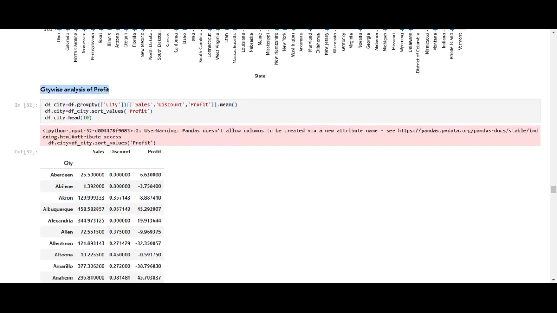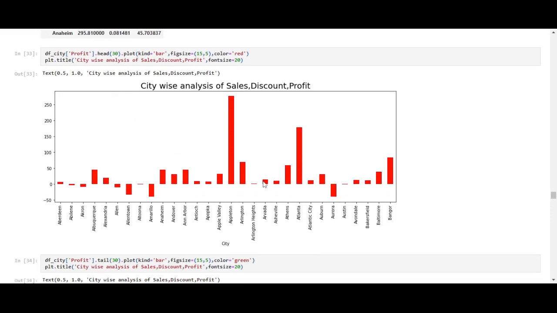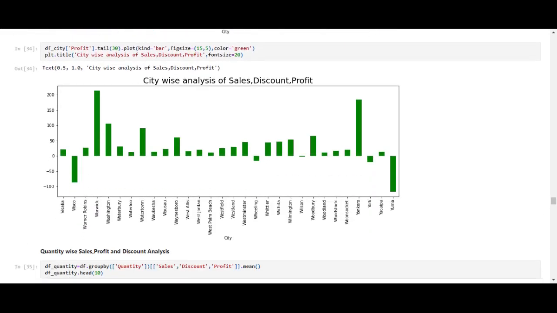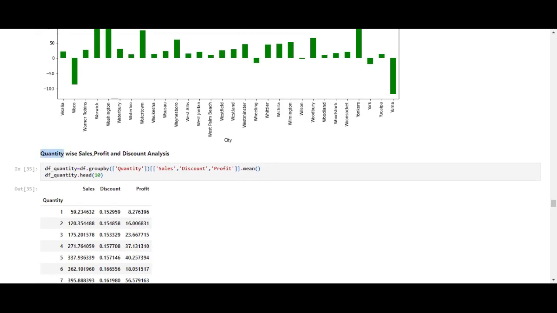Coming on to the city-wise analysis of profit, 30 cities had a negative profit, whereas 30 cities had profited in a positive manner, which clearly indicates that the balance is pretty good here. In the quantity-wise, category-wise, and subcategory-wise analysis of sales, profit, and discount, I have used the group by function and split the data into groups based on the values for each criterion.